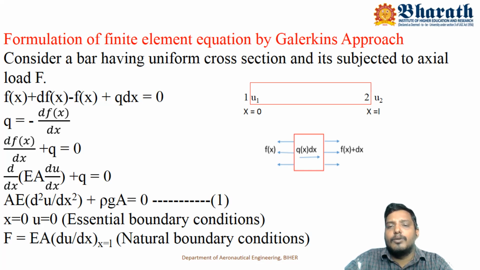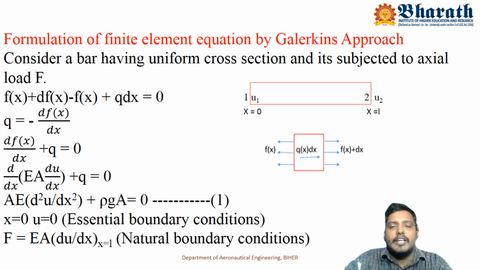Then the force is equal to area times E times du by dx. That's what we have written here. Therefore, d by dx of EA du by dx plus q equal to 0, where q is the body force, which will be referenced as rho g times A. Finally, we arrive at the differential equation AE times d square u by dx square plus rho g A equal to 0. This is your governing equation for the one-dimensional bar element.